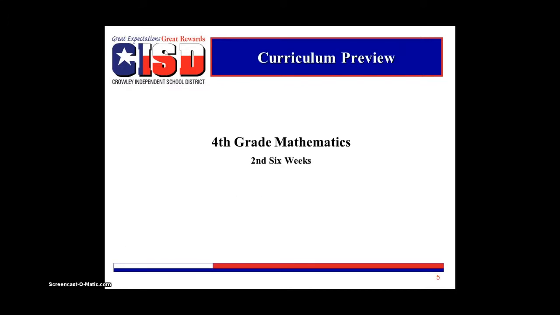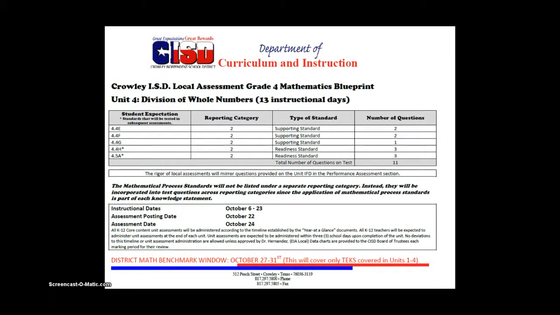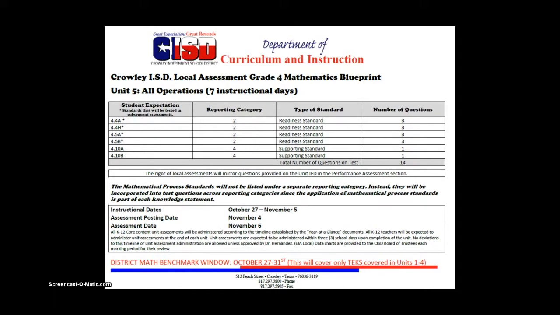Units covered in the second 6 weeks are Unit 4, Division of Whole Numbers, and Unit 5, All Operations. Please pause the video to review the Unit 4 Local Assessment Blueprint. Take time to note the instructional days and assessment posting and administration dates. Now take time to review the Unit 5 Local Assessment Blueprint.